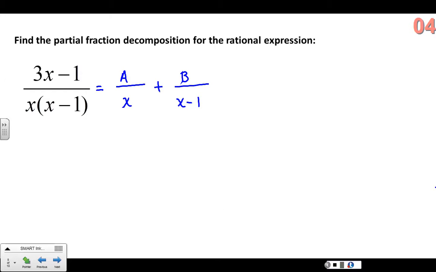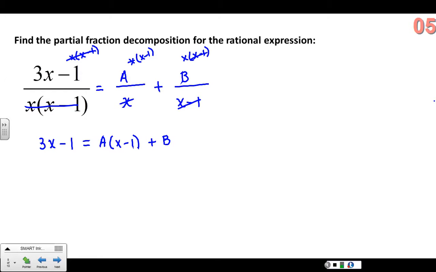Now, since this is an equation, you notice I put an equal sign in there. I'm going to multiply through by the common denominator, x times x minus 1, and clear those fractions out. So if I multiply everything by x times x minus 1, those completely cancel out and leave me just 3x minus 1. And this one, the x's cancel out and leave me a times x minus 1 plus b times just x.